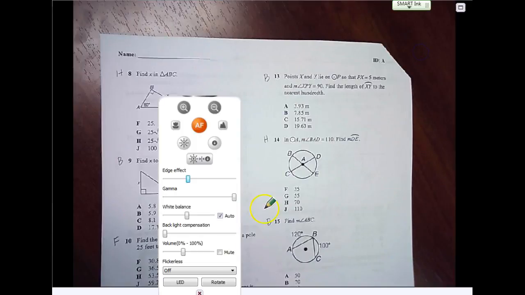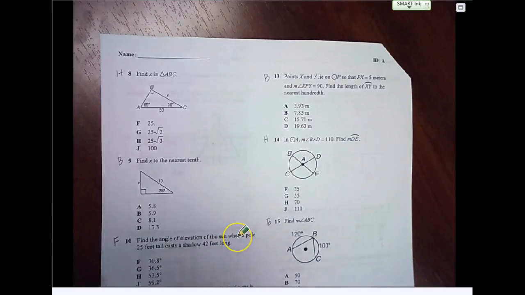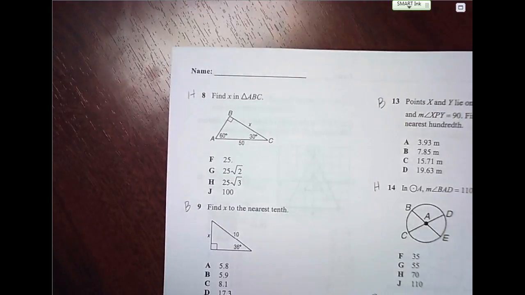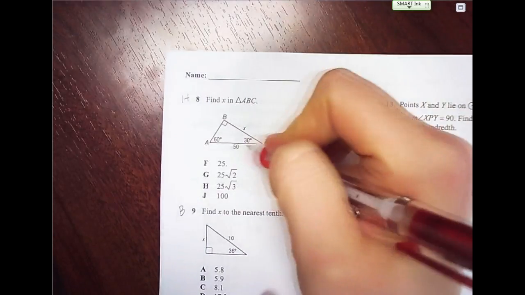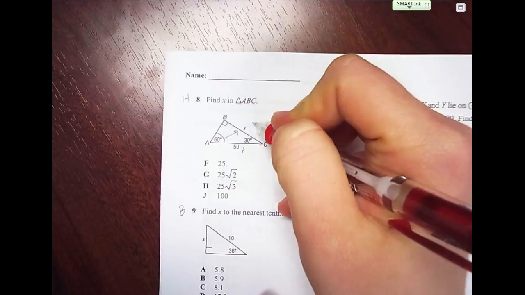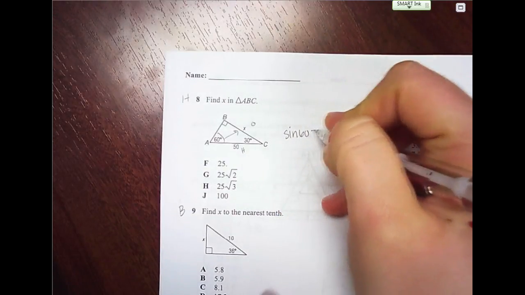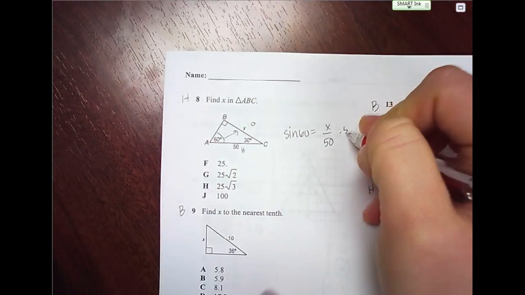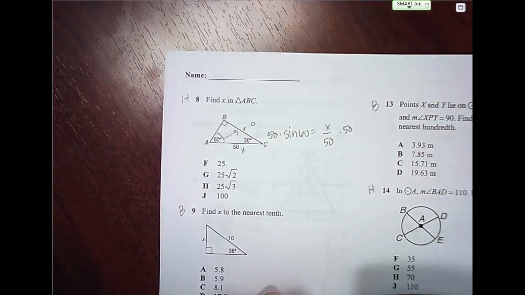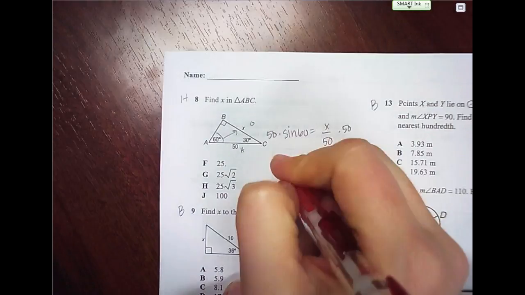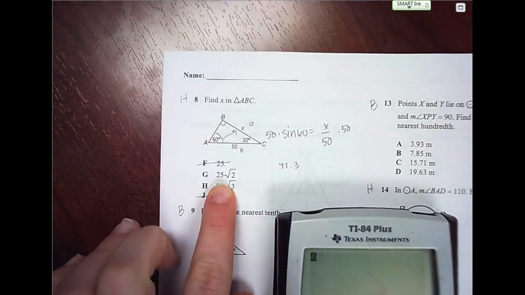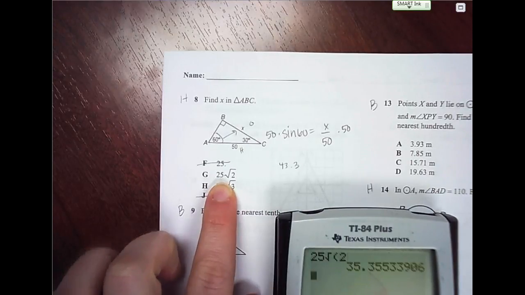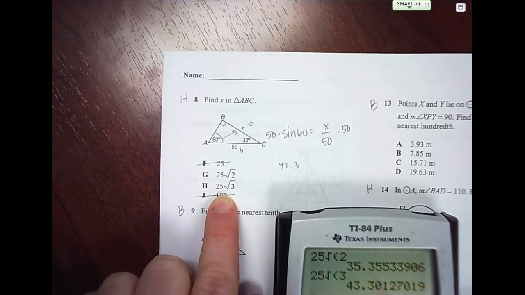Okay, number 8. Find x in ABC. So it looks like it's a right triangle. You can do a couple things here. You can do sine, cosine, tangent, or some of you know your 30, 60, 90 rules. I'm going to do, let's see, I've got the hypotenuse. If I go from 60, I've got opposite. So I'm going to go sine 60 equals x over 50 and multiply by 50. So 50 sine 60. I got 43.3, so I know it's not F or 100. I'm going to put these in my calculator. So 25 square root 2 and 25 square root 3. I got 43, so it's H.